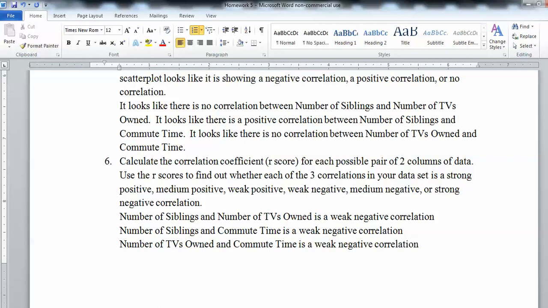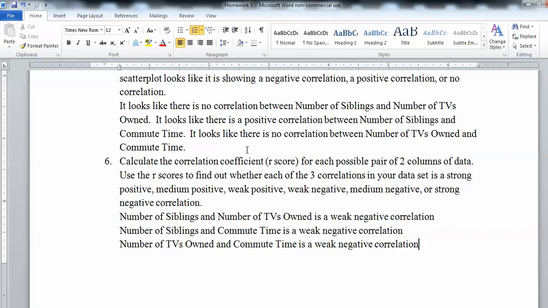And just like before with the histogram questions, you don't have to go back and change your answers to question 5. If your answers to question 6 don't agree with your answers to question 5, then just leave your answers to question 5 the way they are, because question number 5 is just meant for you to use your own judgment in looking at the scatter plot, and question 6 is meant to have you use the values to decide what type of correlation you have.